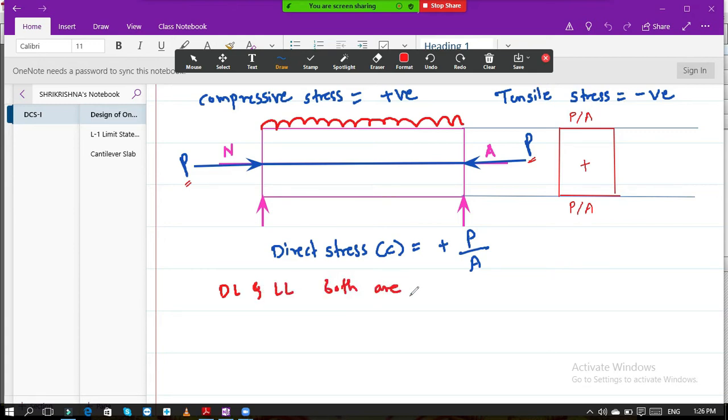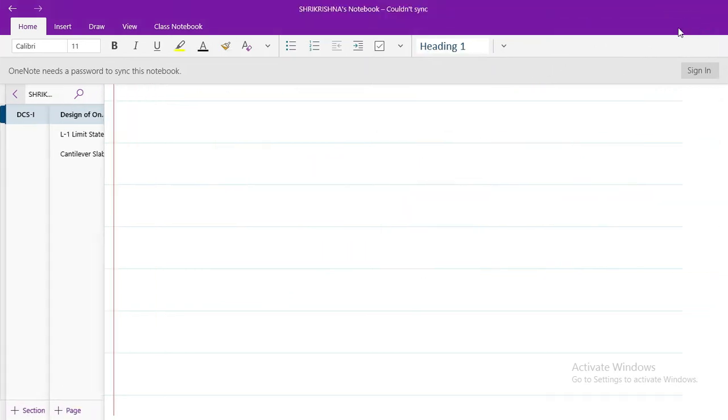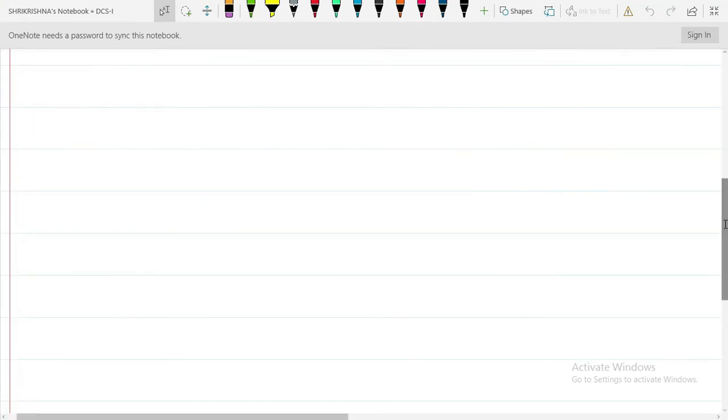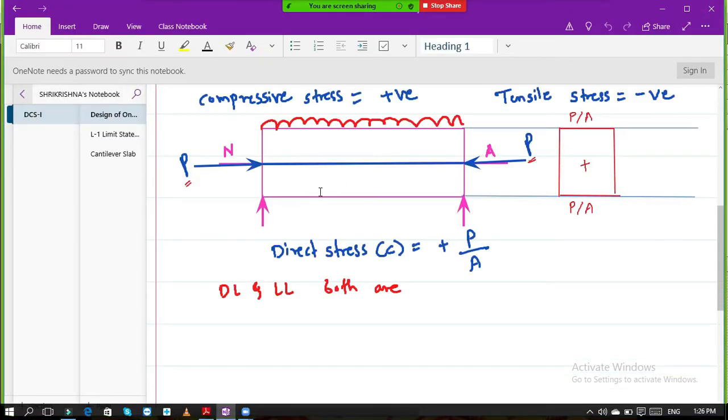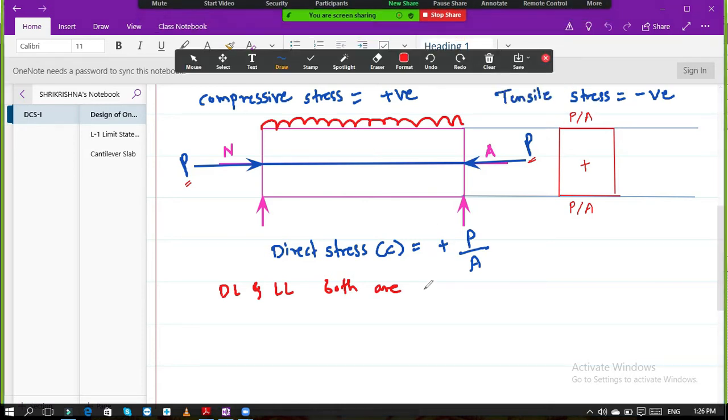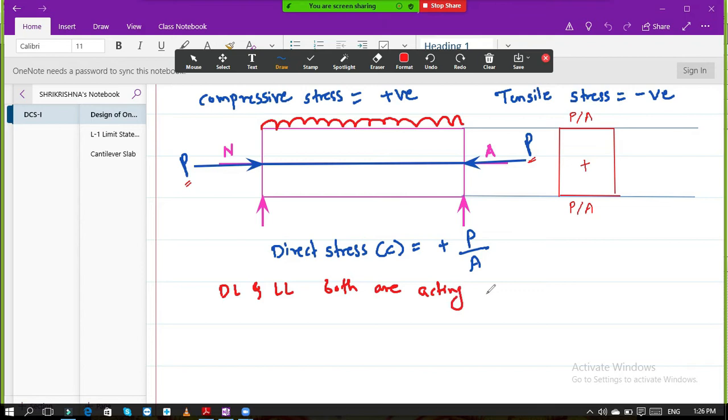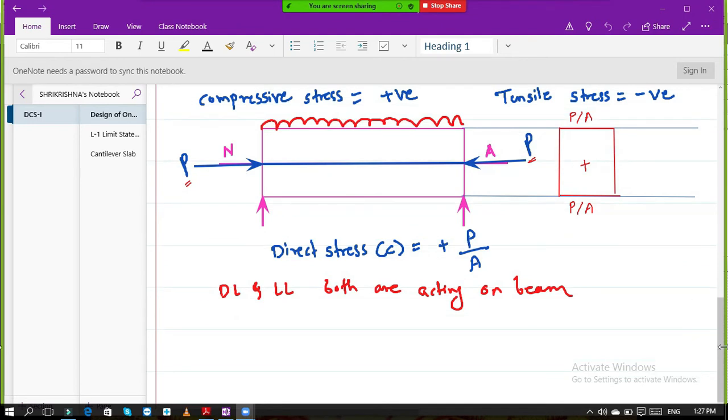So now suppose these both are acting on the beam. Okay, both are acting on the beam. Now see, due to the dead load, this is the basic logic, you may know this. Okay, due to the dead load, what will happen?